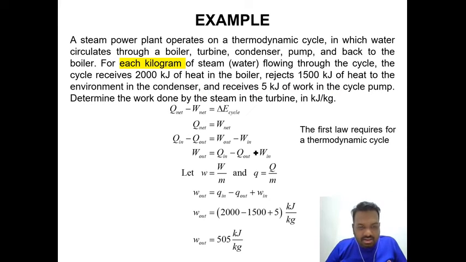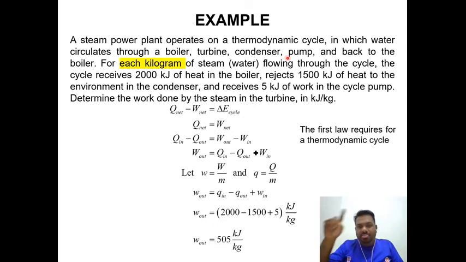You can see an example question for this. A steam power plant operates on a thermodynamic cycle, meaning it has a complete initial and final state, in which water circulates through the boiler. So you have a few states. This is a real-time example. It starts from a starting point, goes to a boiler, to a turbine, to a condenser, a pump, then back to the boiler. So you come back to the same place.